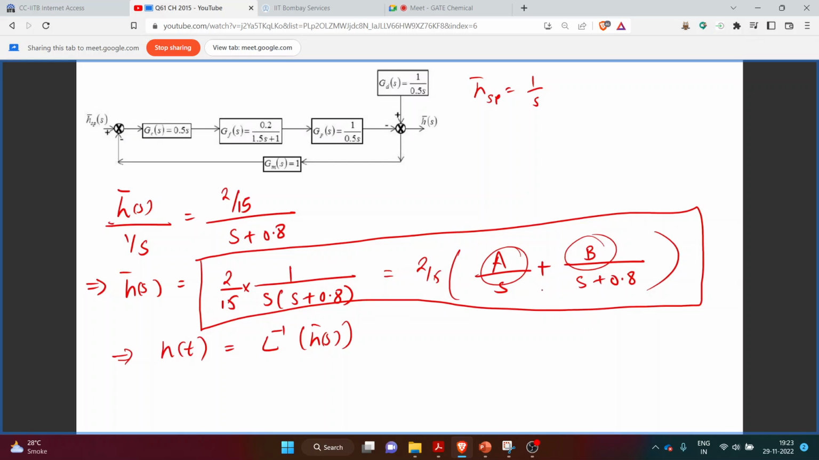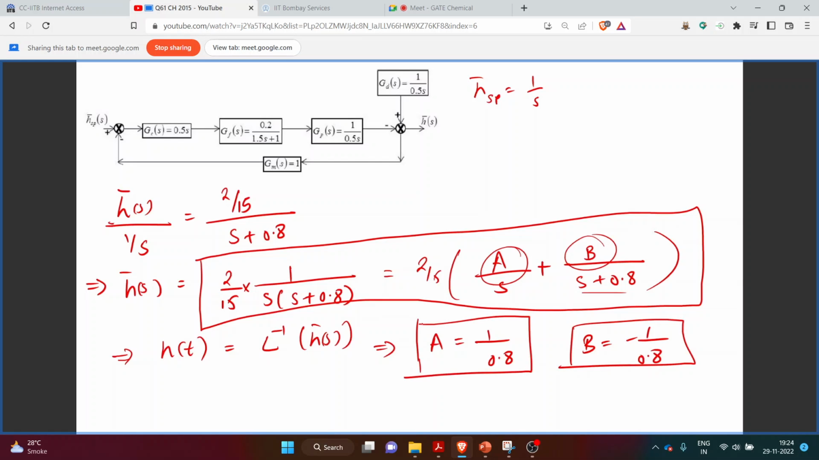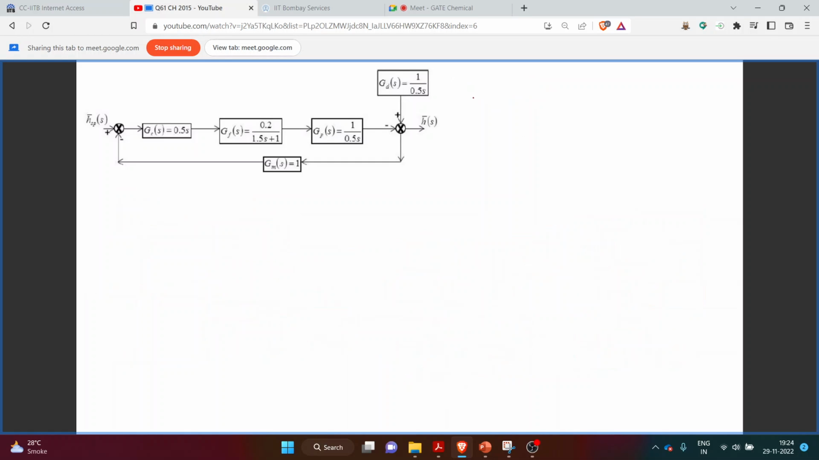Then again we will multiply the equation by s plus 0.8, that is basically this term, and put s equal to minus 0.8, and then again we will get the other coefficient. So basically we are solving this partial fraction to find the constants a and b. You can do this calculation, and we will have a as 1 upon 0.8 and b as minus 1 upon 0.8. So we can put these values of a and b in this equation.